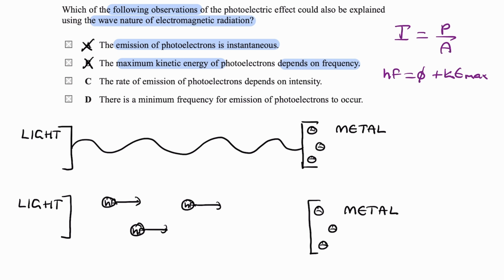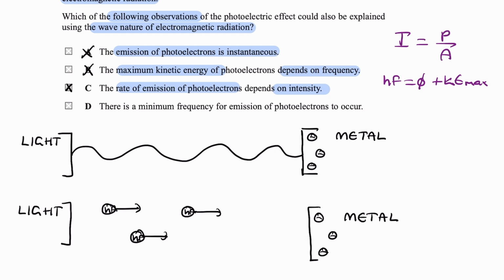Option C, the rate of emission of photoelectrons depends on intensity. This can actually be explained by both models. In the particle model, more intensity means more energy per second, which means more photons per second. More photons per second means more electrons are being released from the metal surface per second. And in the wave model, if you increase the intensity, again you have more energy being transferred by the wave per second, which the electrons are absorbing continuously, and a higher power means more electrons will gain the required energy to leave the metal surface each second. Higher intensity means a higher number of electrons leaving the metal surface per second. That means a higher rate of emission. So C is true in both models, so our answer is C.